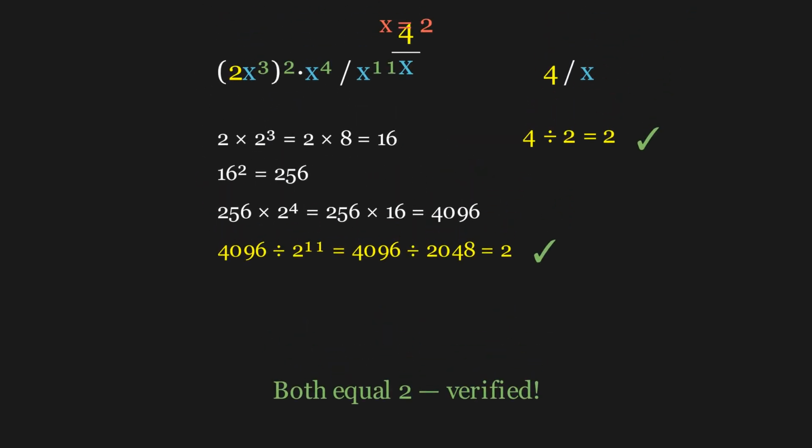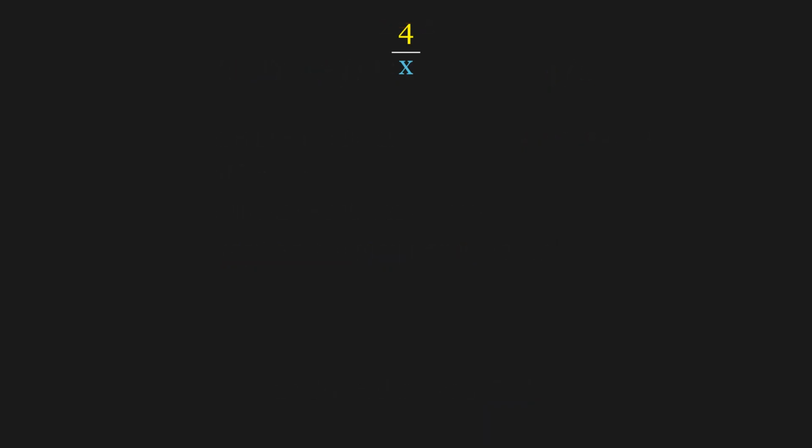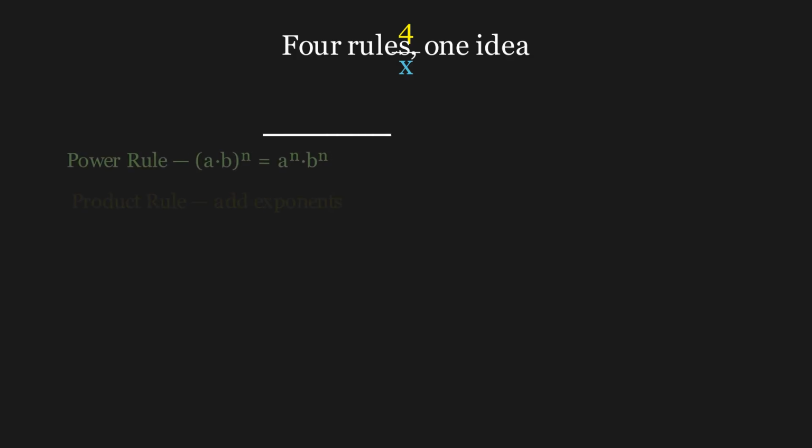Now check our simplified answer. 4 over x, with x equal to 2. That's 4 over 2, which is also 2. They match, so our simplification is correct.